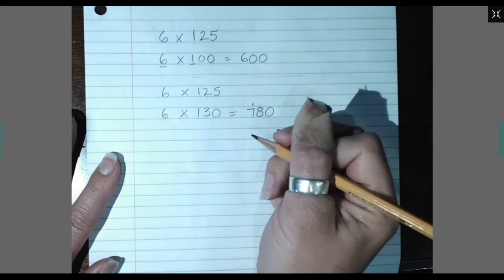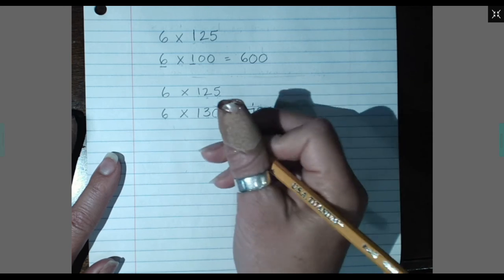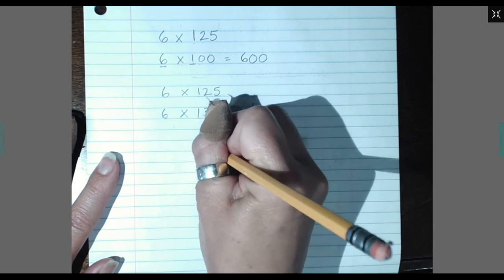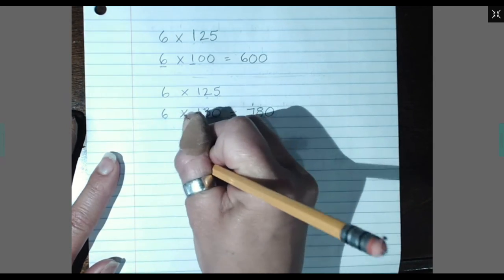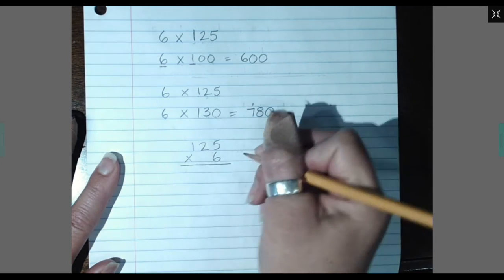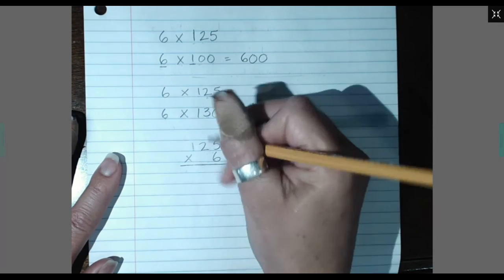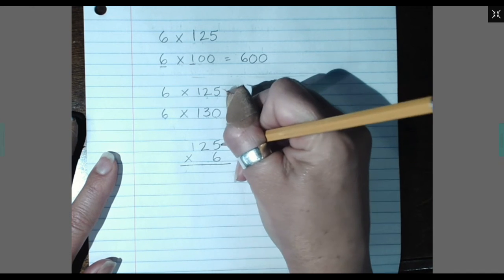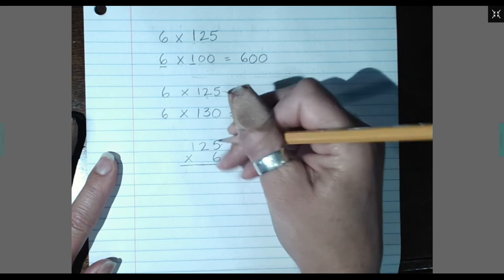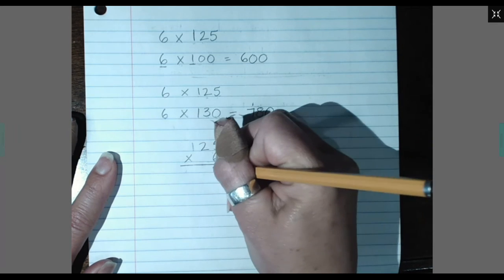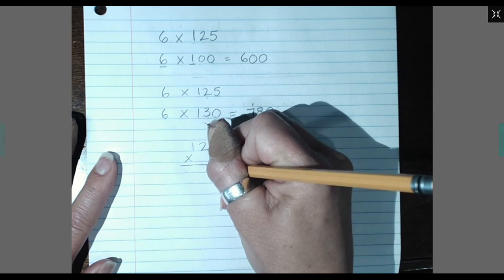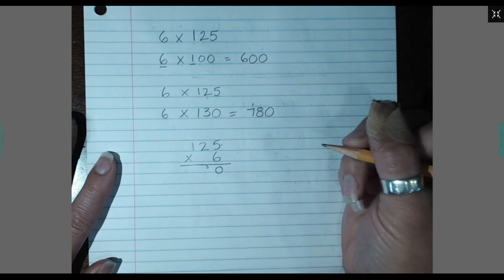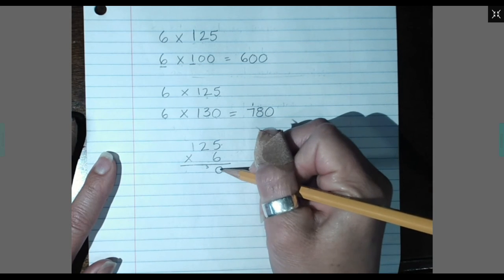So to solve it, I'm going to stack it and do the standard algorithm. 125 times 6, always making sure you line up your place values. So 6 times 5, starting with my ones times my ones. 6 times 5 is 30. And I am going to regroup. I'm going to carry my little 3 down there at the bottom. So that reminds me that I got 30.